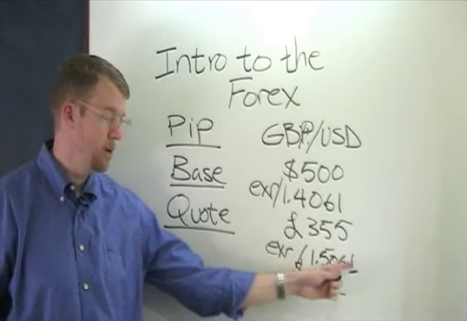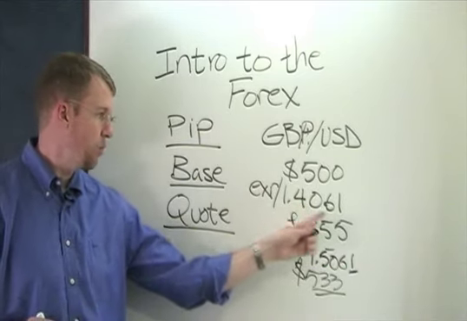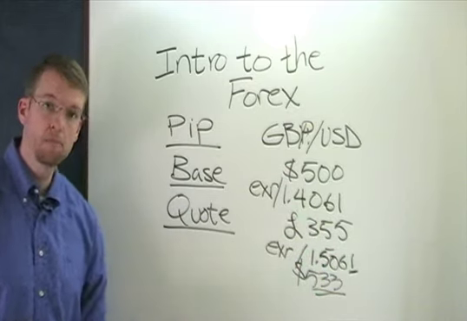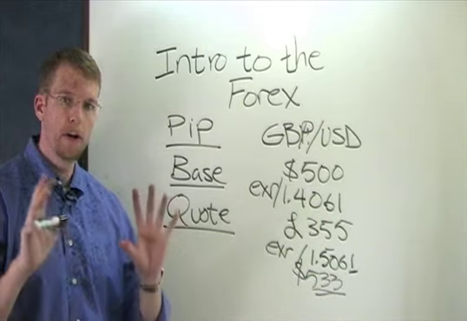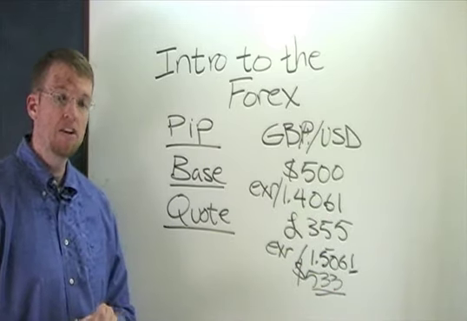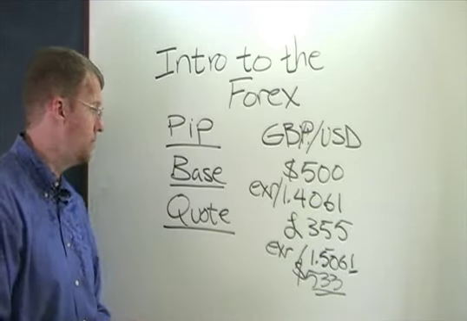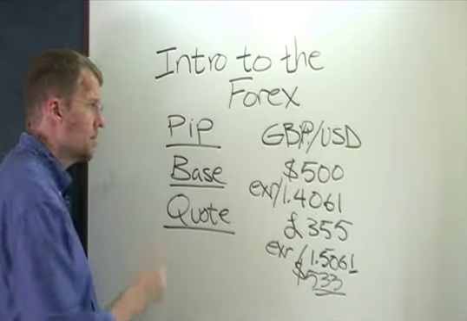You can see here we got 4 decimal places. We went from 4061 to 5061. It's actually improved by 1,000 pips. This is what you will hear Forex traders talk about as they talk about changes to the price of an exchange rate. We've also talked about what's the base currency.